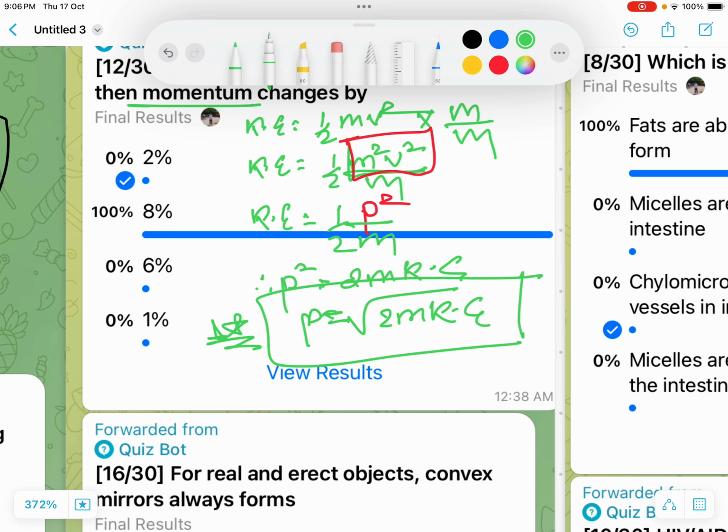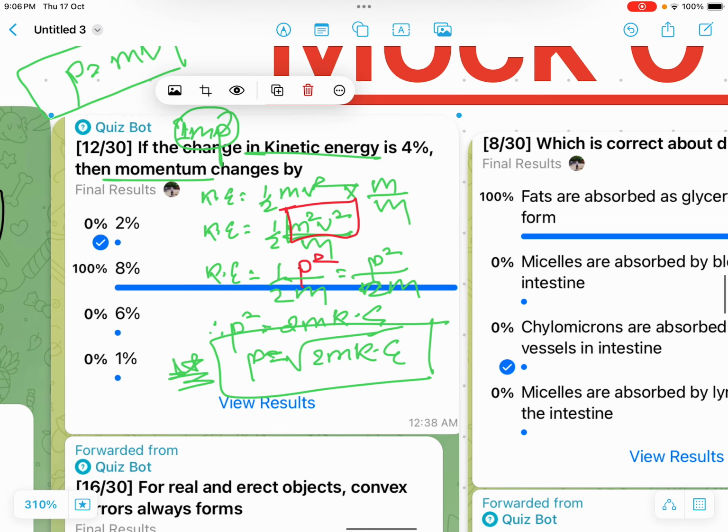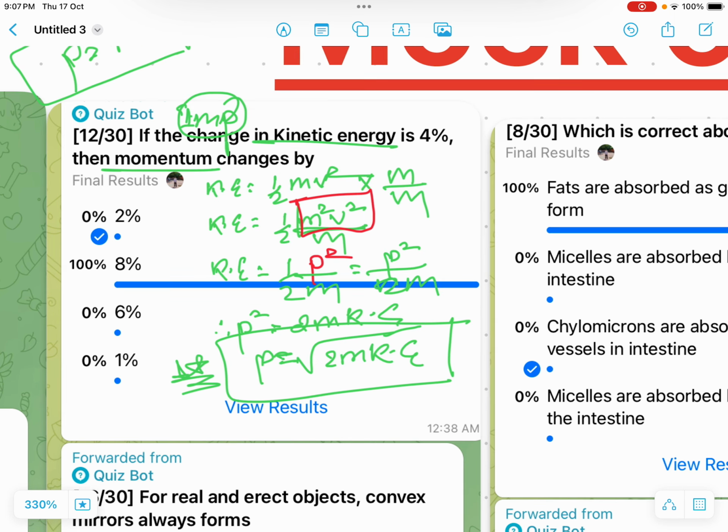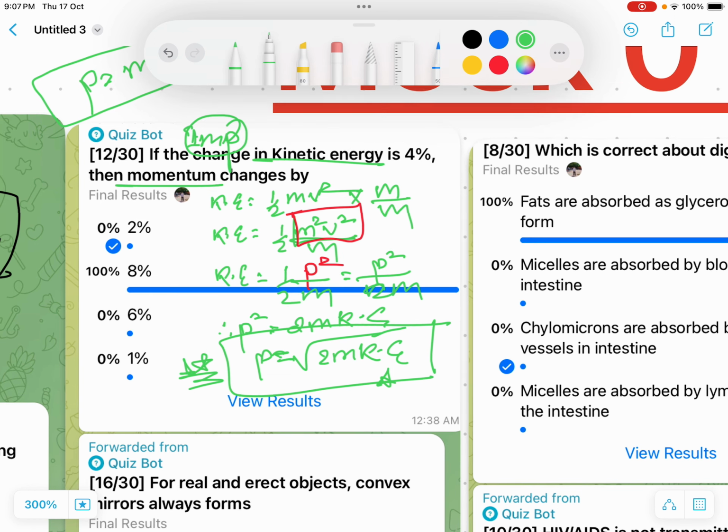This is very much important. P is equal to root under 2m into kinetic energy. And kinetic energy equals p square by 2m. This relation must not be forgotten. If you forget this formula, then don't even learn physics from now. Physics doesn't deserve people who do not know this formula, because this formula is very essential. This is the backbone of physics, the backbone of energy physics. So this is very much important.